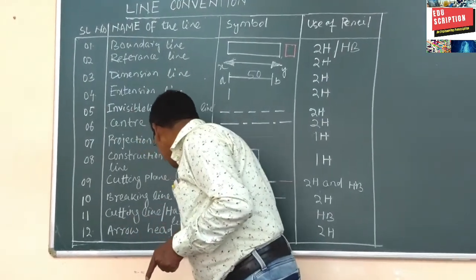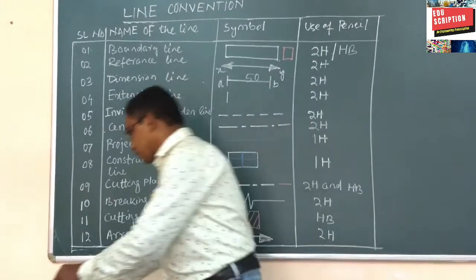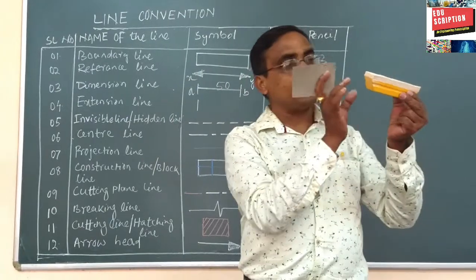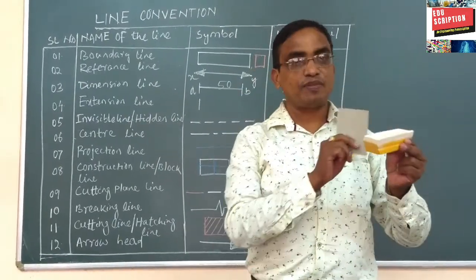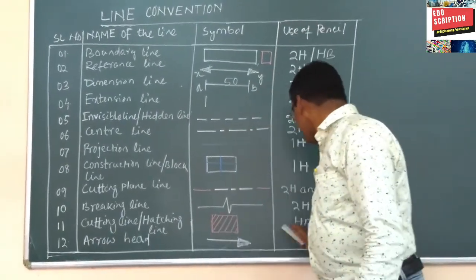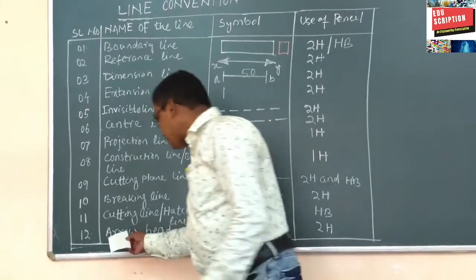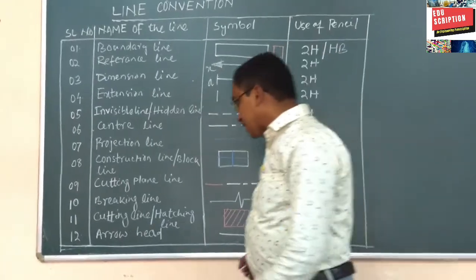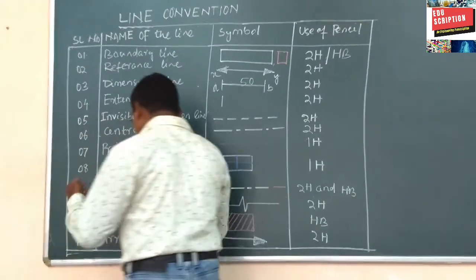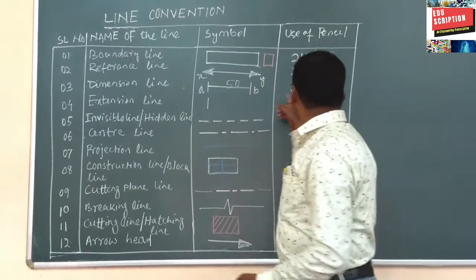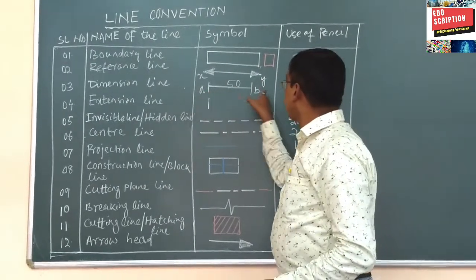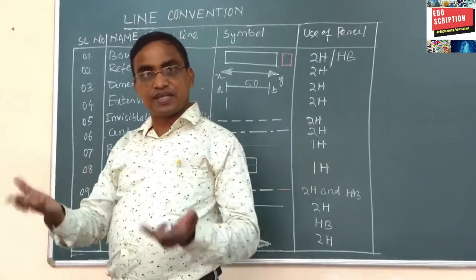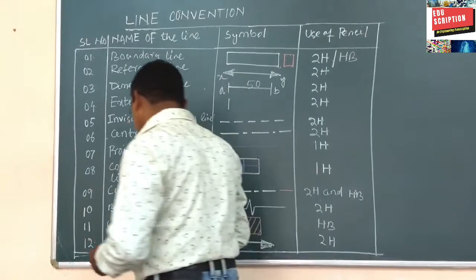Cutting line or hedging line. Suppose this is the saw and I want to cut it. After cutting, I mark the cutting marks on my workpiece. For that, use your HB pencil. And the arrowhead with the help of a 2H pencil. Arrowhead. And any text, suppose you want to write A, B, C, also use your 2H pencil. A, B I have already written. You may use a 2H pencil or HB pencil. Any text.